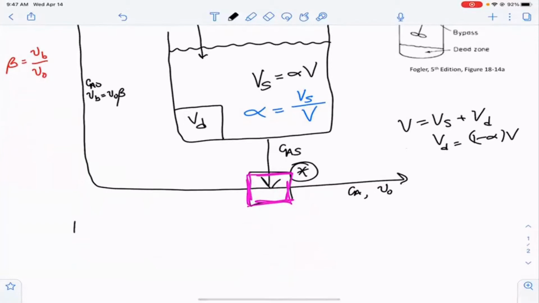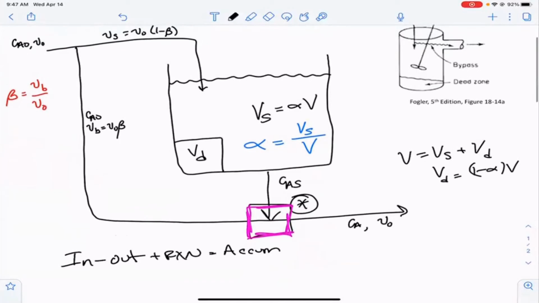Okay, so just like we did in our previous lecture, we're going to start with the mole balance on the CSTR, right? And that's just in minus out plus the reaction term is equal to accumulation, okay? And if we do this balance on A, well, the inlet flow is just the volumetric flow rate that does not go through the bypass, or the thing that we call VS, multiplied by CA0. And then leaving the reactor, we have the same volumetric flow rate, but now we're at the concentration leaving the portion of the reactor that is active, plus RA times VS, and that was equal to 0.